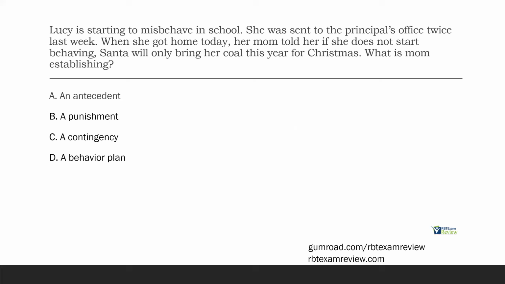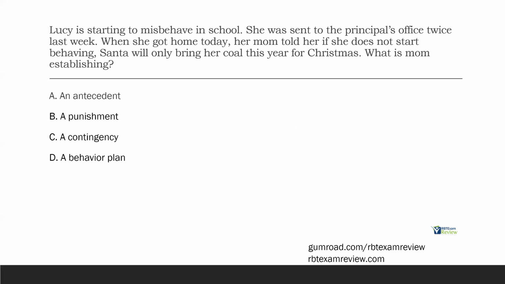Is that an antecedent? Well, no. If anything, it's going to be a consequence, right? Santa's only going to bring her coal. Was that a punishment? We don't know. What reaction will she have? It's unclear. We don't know until it happens. So just because it's a consequence, we can't label it as necessarily a punishment.